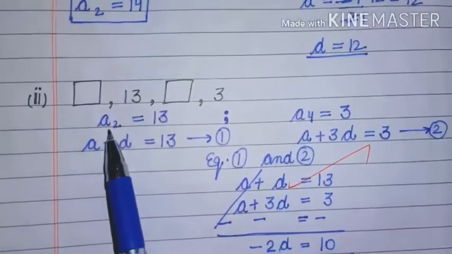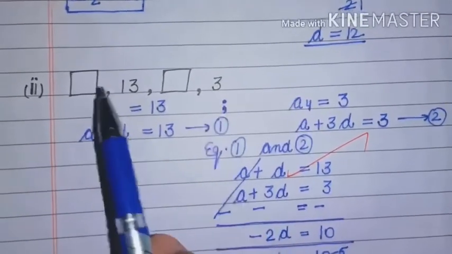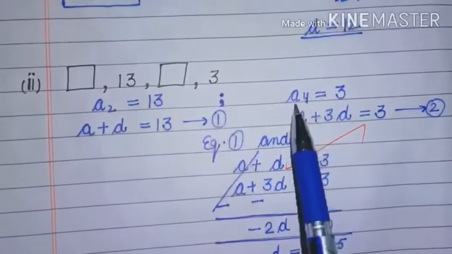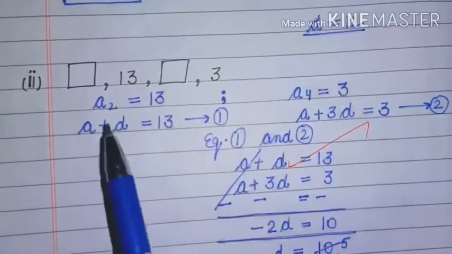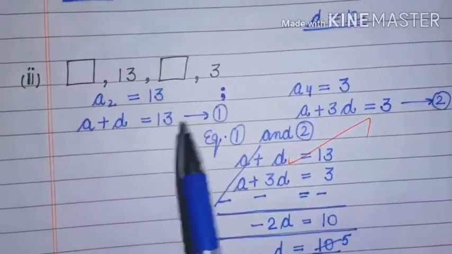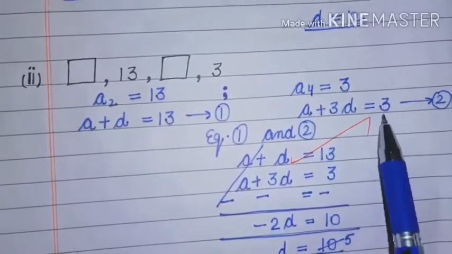Now in the second part, the first term is missing and the third term is missing. So here A2 is given, A2 is 13, and the last term is 1, 2, 3 and 4. It means this is A4. A4 is 3 beta. So A2 you will write A plus D, that is 13, and here A4 is A plus 3D is equal to 3.